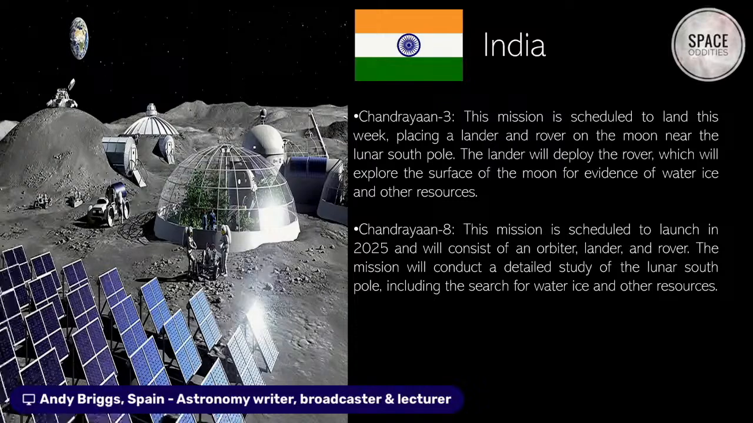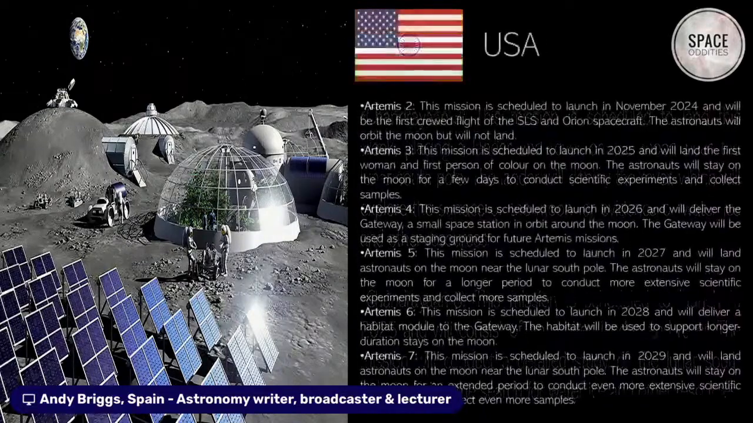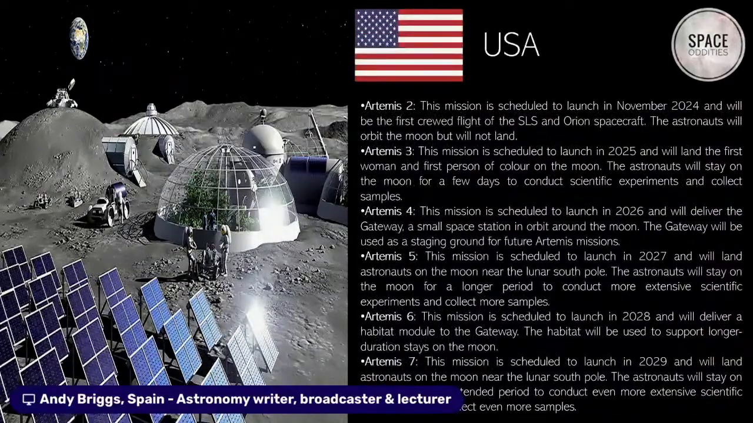They're also looking forward to the future, to Chandrayaan-8. I don't know why the numbering has changed so much, but it's scheduled to launch in 2025. And like Chandrayaan-3, it will consist of an orbiter and a lander and a rover. And they're going to conduct a detailed study of the lunar South Pole, including the search for water, ice, and other resources. The USA has got the Artemis project, and it's all mapped out.